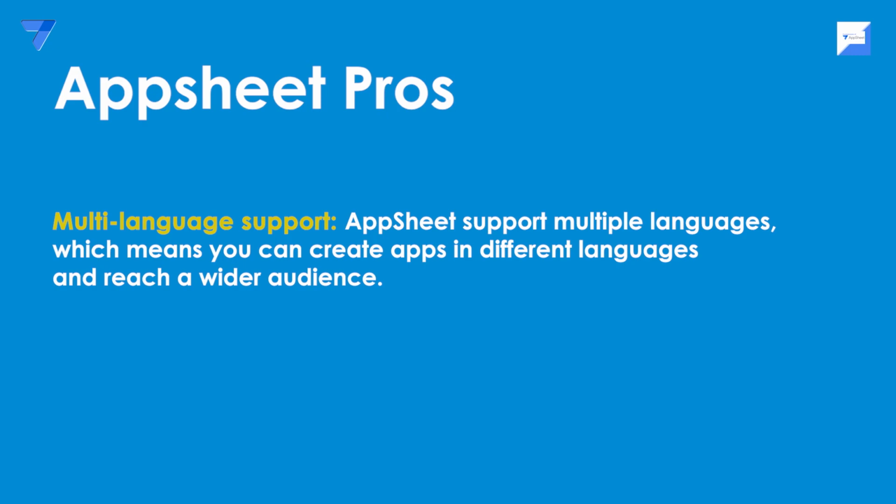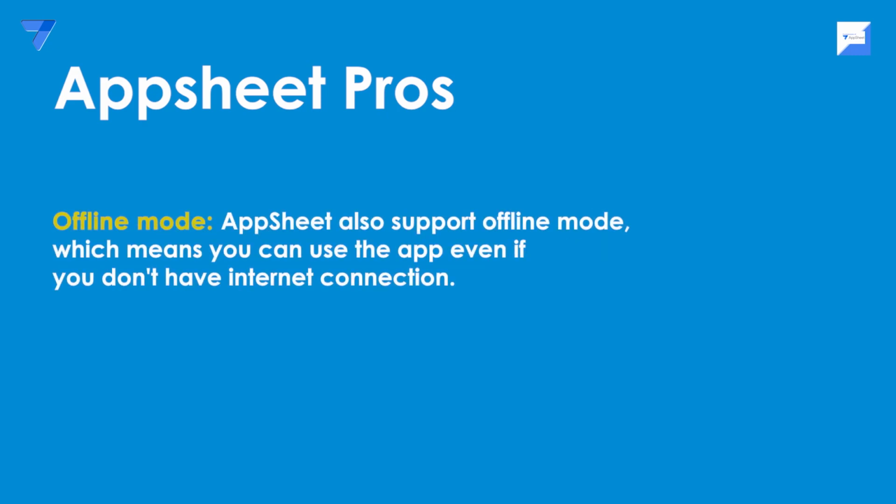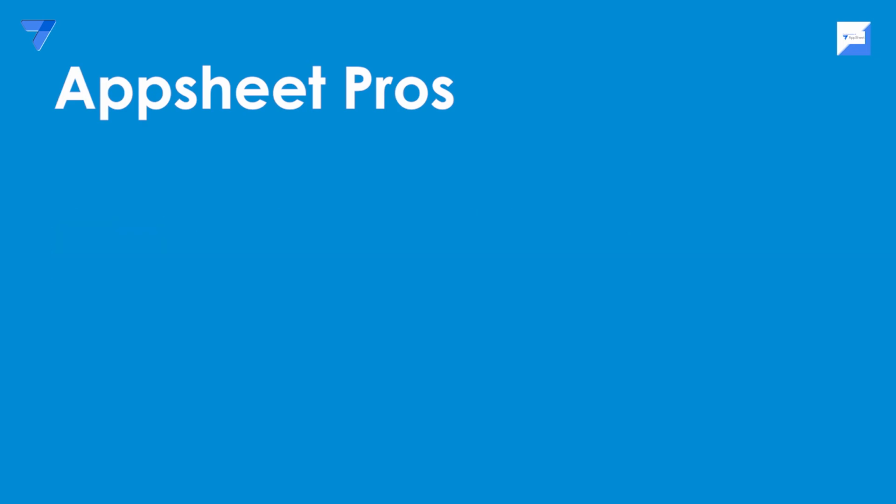Multi-language support. Appsheet supports multiple languages, which means you can create apps in different languages and reach a wider audience. Offline mode. Appsheet also supports offline mode, which means you can use the app even if you don't have internet connection. Now, let's look at some of the cons.